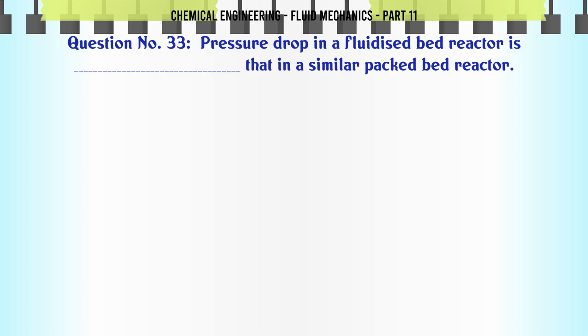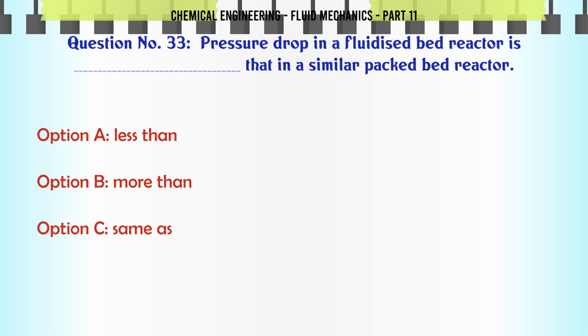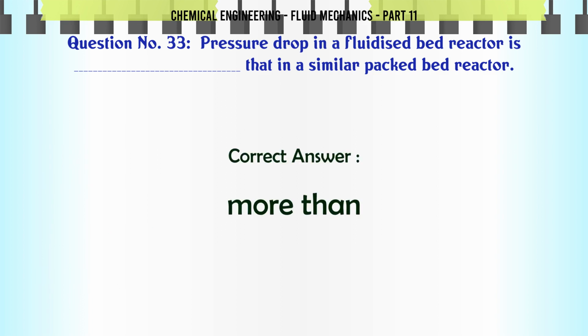Pressure drop in a fluidized bed reactor is ___ that in a similar packed bed reactor. A. less than, B. more than, C. same as, D. none of these. The correct answer is more than.